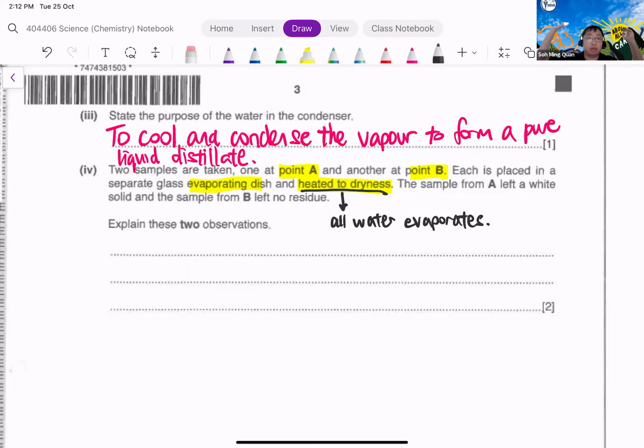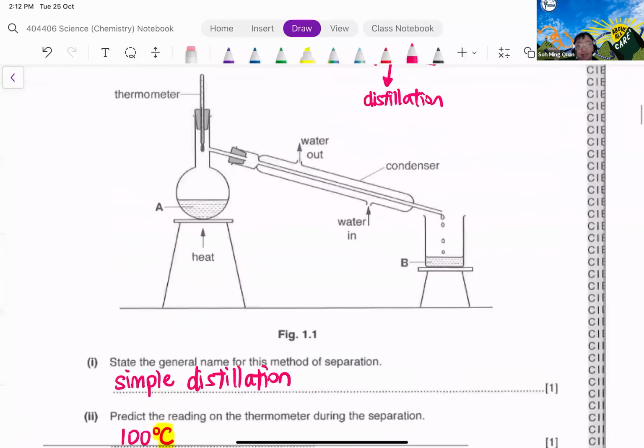Water is gone, evaporated. So you are told that sample A will leave a white solid. Oh, white solid. Whereas sample B had no residue. Why? You got to explain it, right? How do you explain it? So let's go back to the diagram. Point A, this is obviously seawater, right? You started with seawater, you heated it.